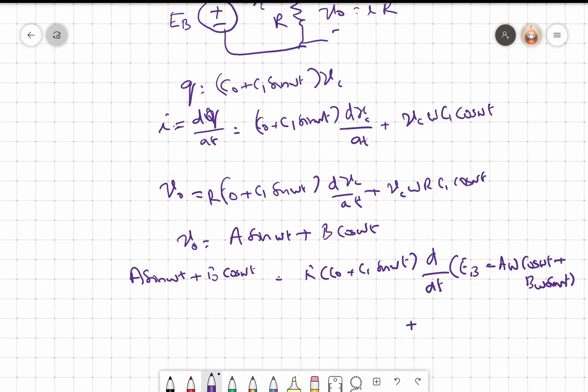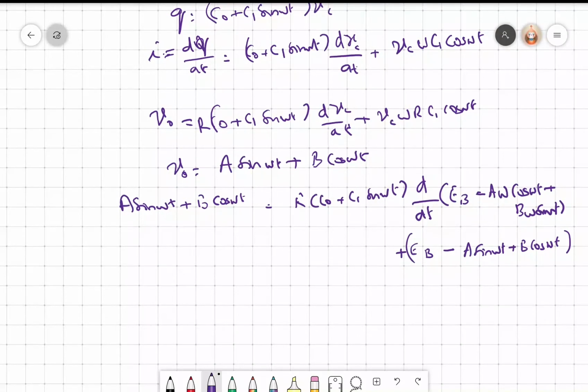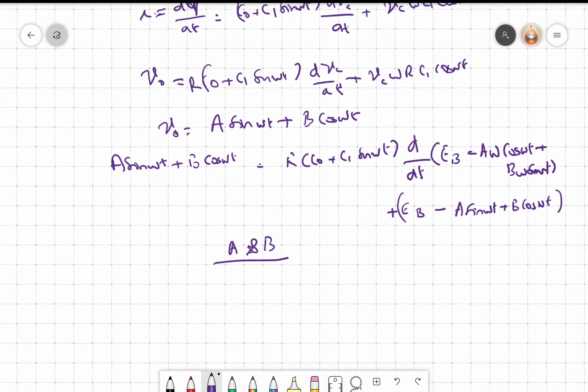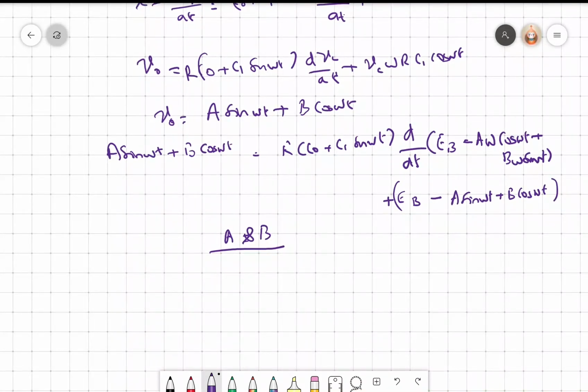plus Vc, again we write it as EB minus A sine omega t plus B cos omega t, right? So solving this, we can get A and B. I am not going to solve this, it's not really necessary. Those interested can solve. But here again, we see that this would become cos omega t, sin omega t, or sin square omega t, all would be there.